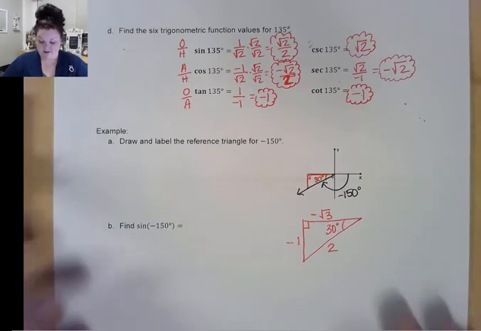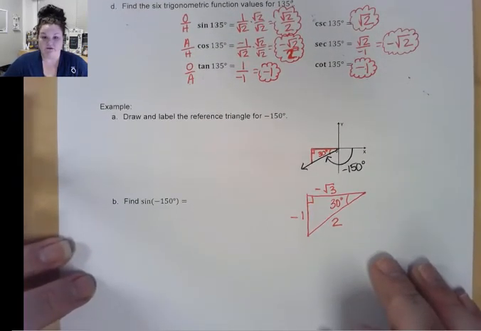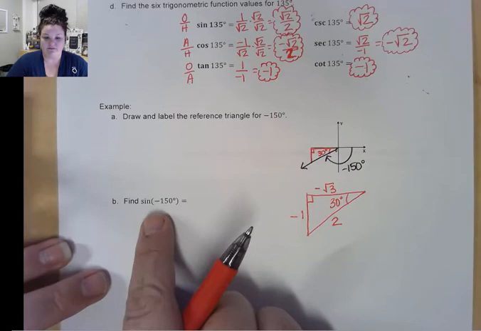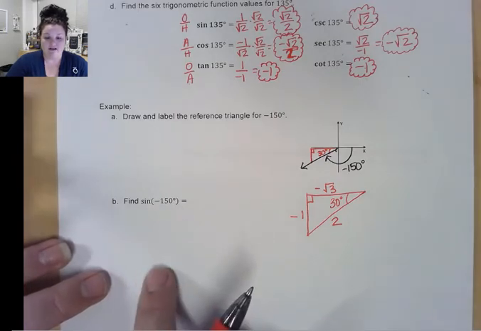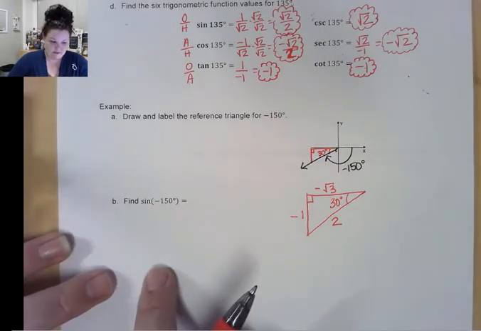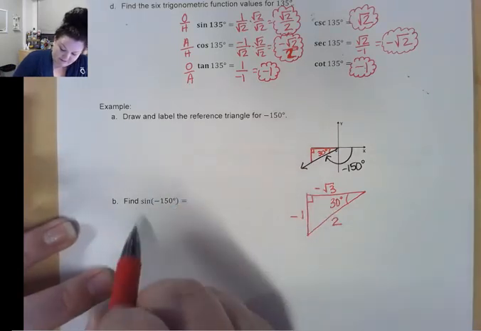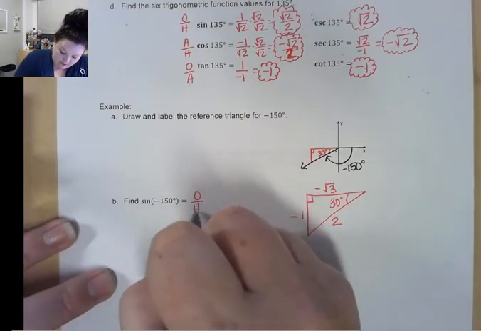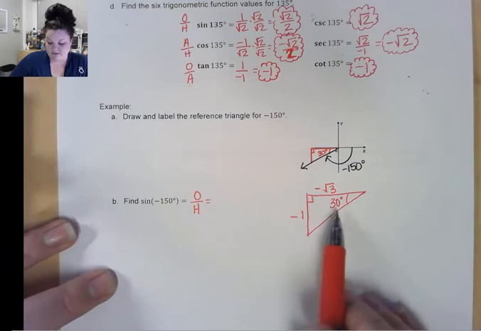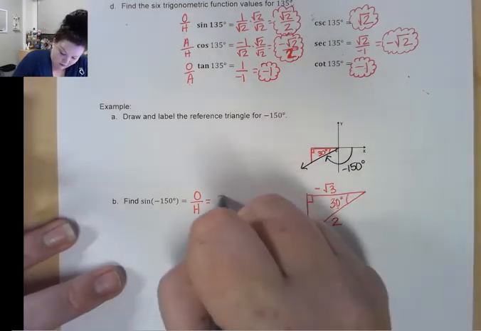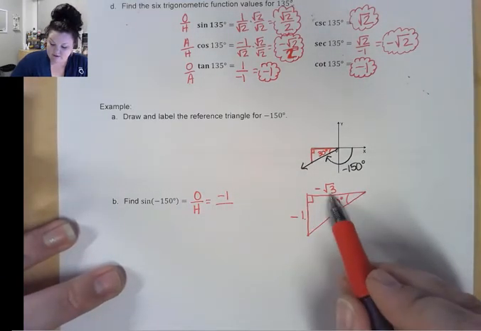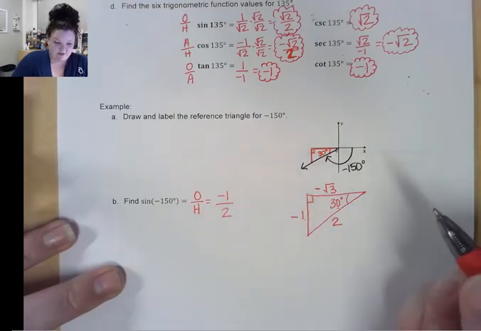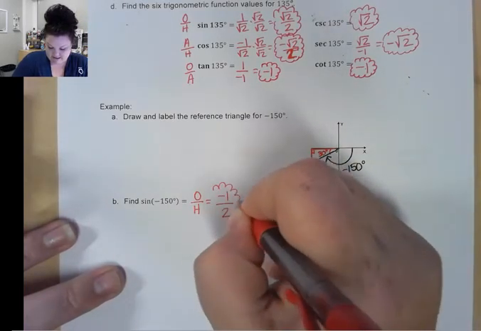Okay. So now that I have my reference triangle labeled correctly, I should be able to find the sine of negative 150. Okay. So to find sine, we do opposite over hypotenuse. So opposite 30 degrees is negative 1 over my hypotenuse, which is 2. So that means my sine is negative 1/2.